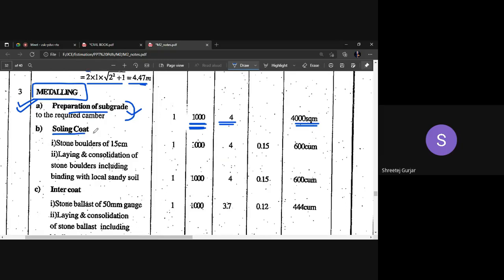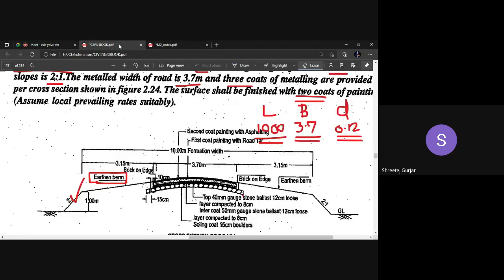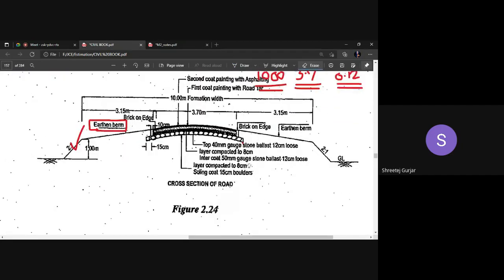Okay, soling coat. Now the bottommost coat, I have told you, is called the soling coat. So it is made up of stone boulders of 15 centimeters, right? Stone boulders. So as I've shown, it is 1 in number, 1000 meter is the length, 4 meter is the width, and the thickness they have considered as 0.15. Here they have mentioned that after compaction it has become 8 centimeters, but initially they have taken it as 15 centimeters.